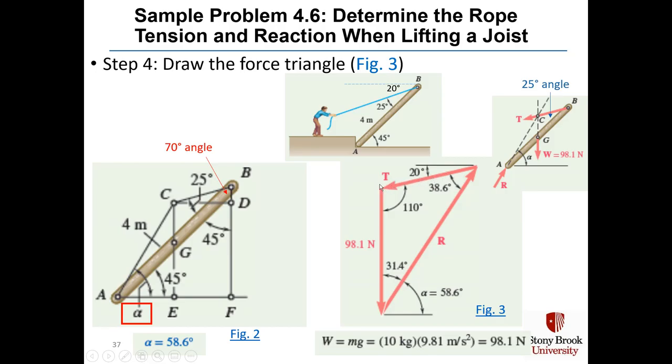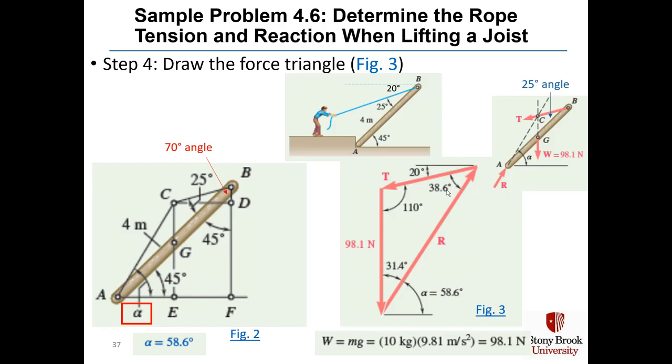At the end, we draw in T, which connects the tip of R to the tail of W. T, in the original problem, made an angle of 20 degrees with the horizontal. So that's all we have to do for T, is just rotate it down 20 degrees as we head down and connect T to W. Because T made an angle of 20 degrees with the horizontal, this obtuse angle in the triangle is just 90 plus 20, which is 110 degrees. And by subtraction, 180 minus 31.4 minus 110 equals 38.6 degrees for the third angle in the force triangle.